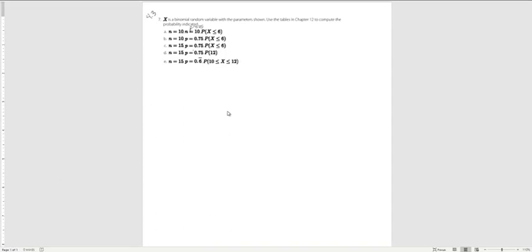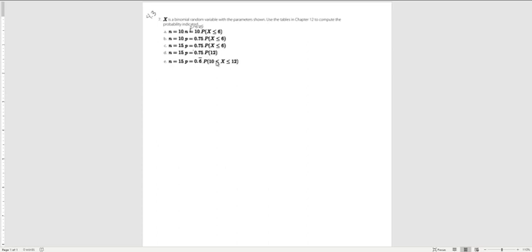We are in Chapter 4, Discrete Random Variables, Section 3, the binomial distribution. So we've got problem 7 here. The random variable x is a binomial random variable with parameters shown. Use the tables in Chapter 12 to compute the probability indicated. So we looked at that the table has cumulative probability values for the binomial distribution.